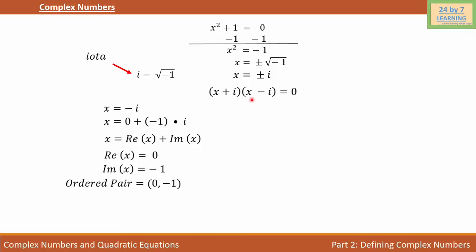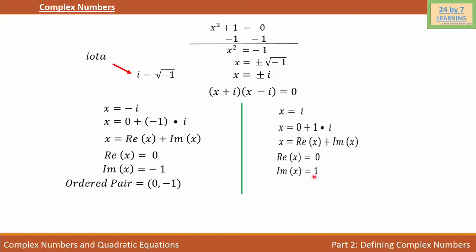Now it's time for us to solve the second root of the quadratic equation, which is x minus i equals 0. If I do that, I will write x is equal to i, and this is basically x is equal to 0 plus 1 times i. So this is my real part and this is my imaginary part of the complex number. I will write x is equal to real of x plus imaginary of x. If I compare and rewrite, real part of x is equal to 0 and imaginary part of x is equal to 1. These numbers can be written as the ordered pair 0, 1. And this is how we solve a quadratic equation with no real root.